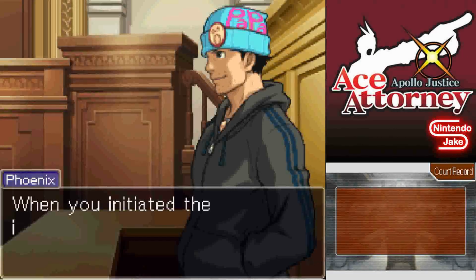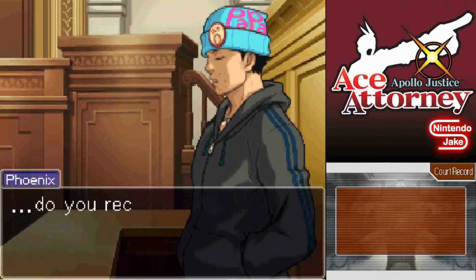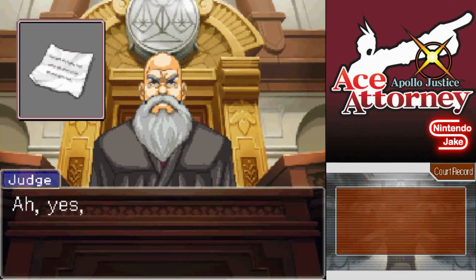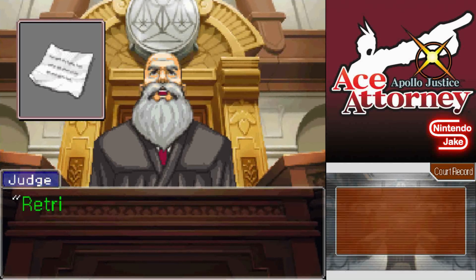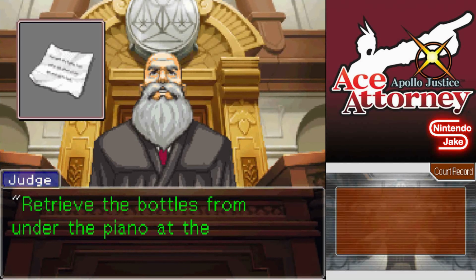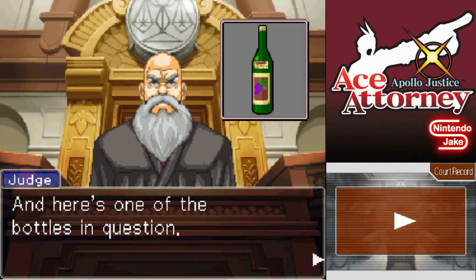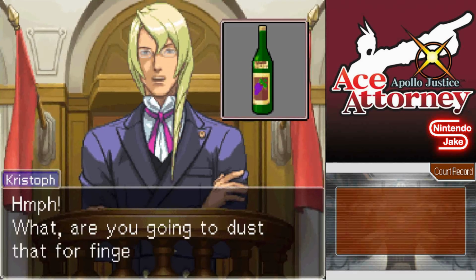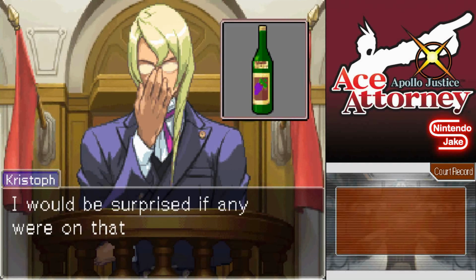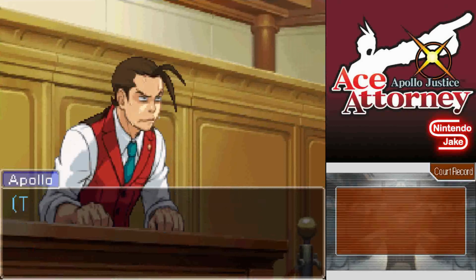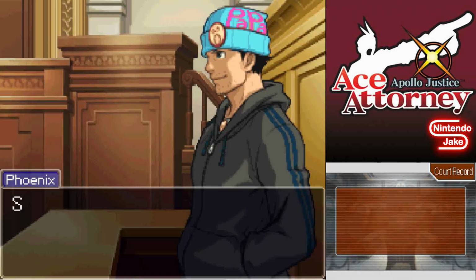Your Honor, when you initiated the investigation of the hideout earlier, do you recall I requested an additional investigation? Ah, yes. I have your memo about that here. Retrieve the bottles from under the piano at the Borscht Bowl Club. And here is one of the bottles in question. What are you going to do, dust it off for fingerprints? I suppose if any were there, it is a novice mistake, true, but it won't bear a trace of anything.